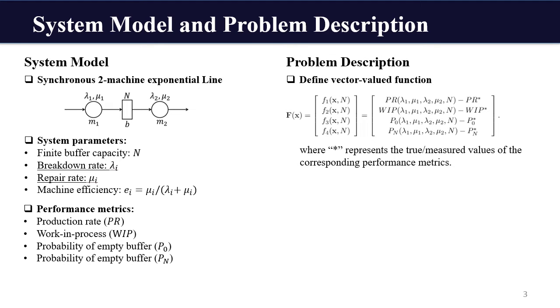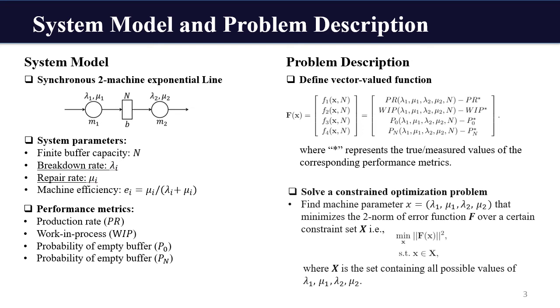So we define the vector-valued function f and identify machine parameters by solving the following constrained optimization problem. We minimize the two-norm error between the performance metrics calculated by the identified parameters and the true values of the performance metrics under a constraint set X, where X is the set containing all possible values of lambda and mu.